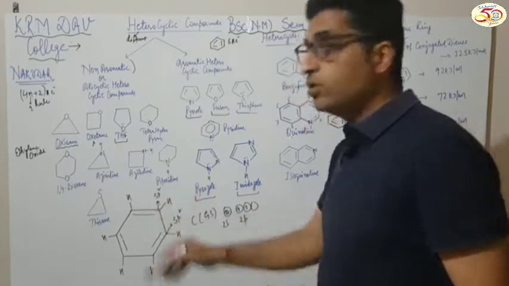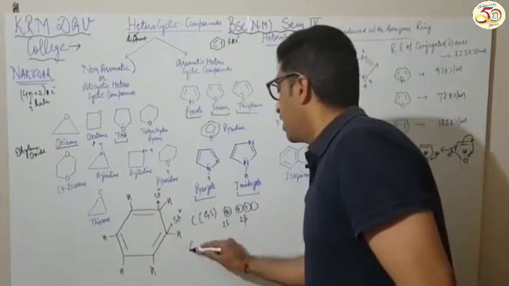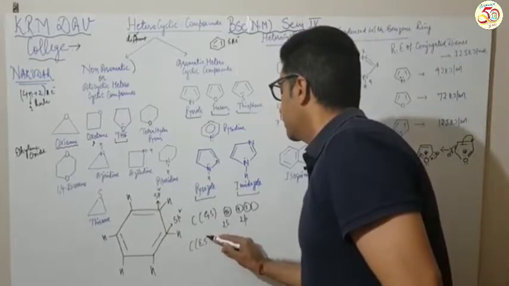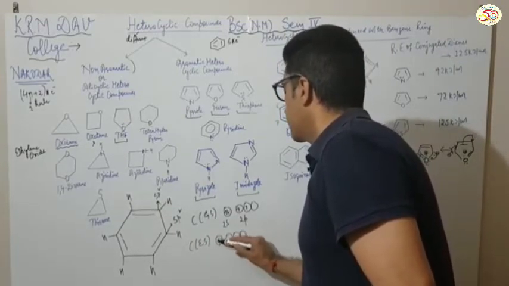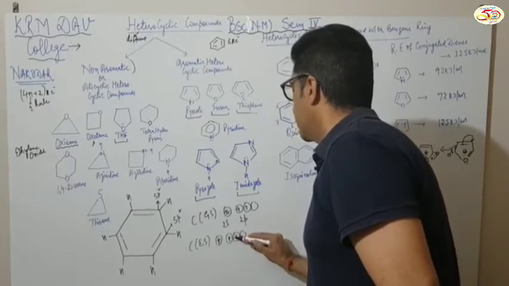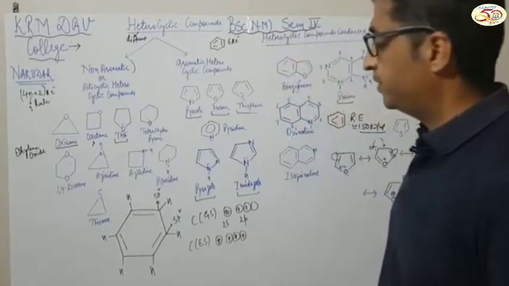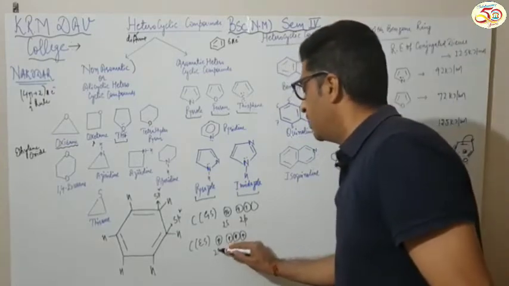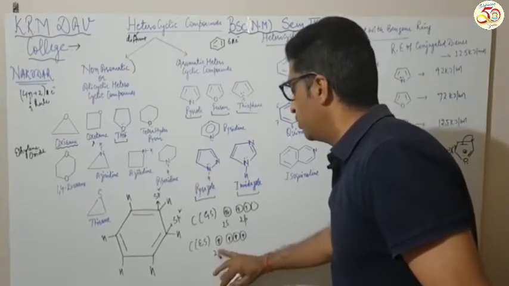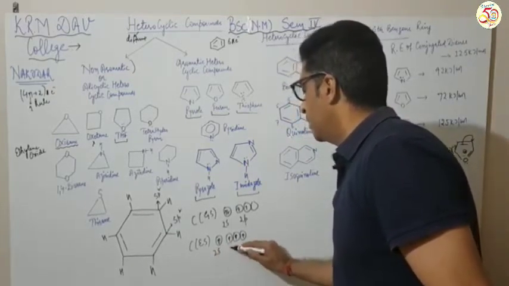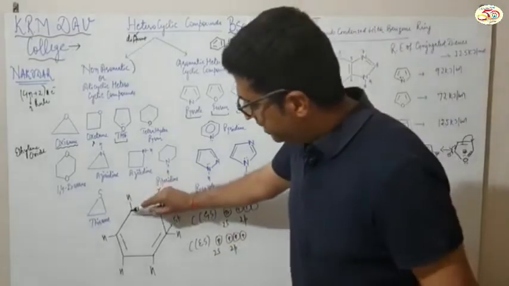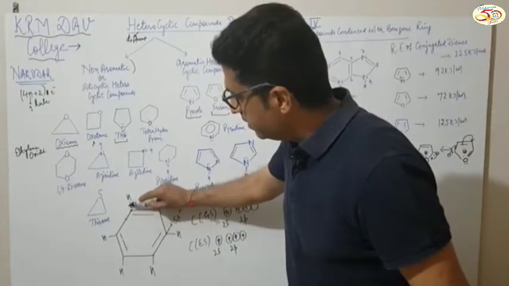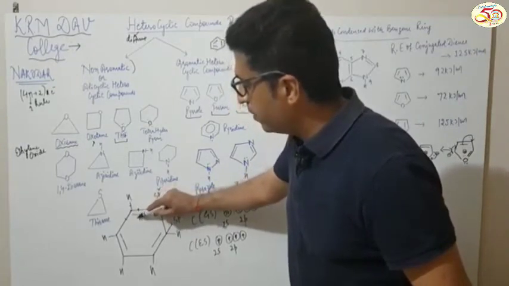Fine. In order to make 4 bonds, we want 4 half-filled orbitals. Excite one electron from 2s orbital. So this is the excited state of carbon. This is 2s and 2p. Now see, for each carbon there are 3 sigma bonds and 1 pi bond.